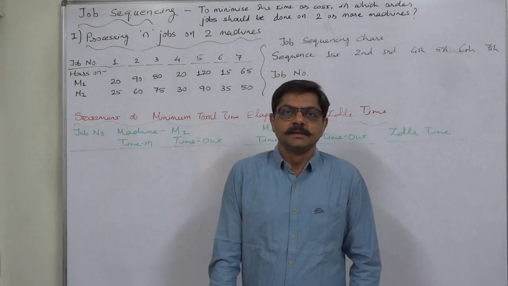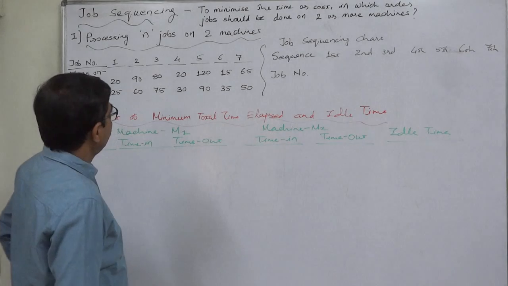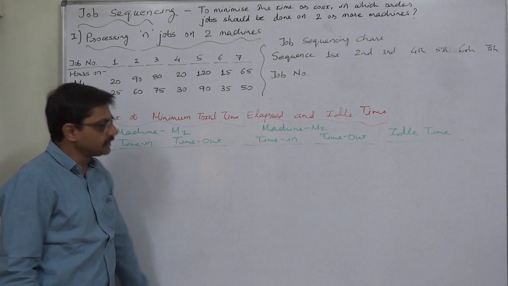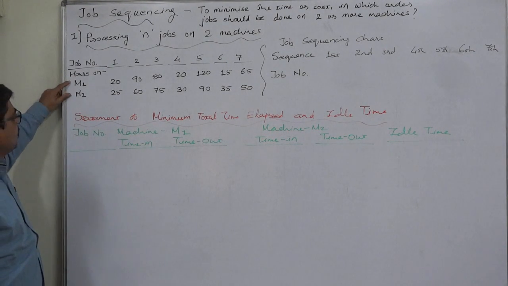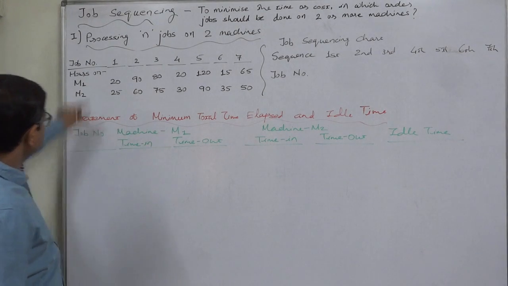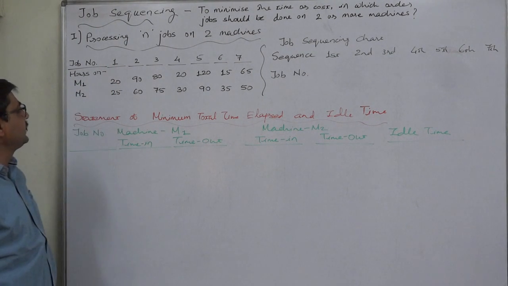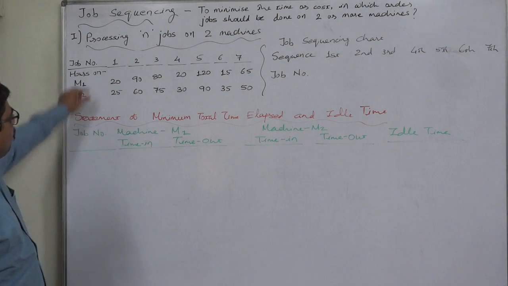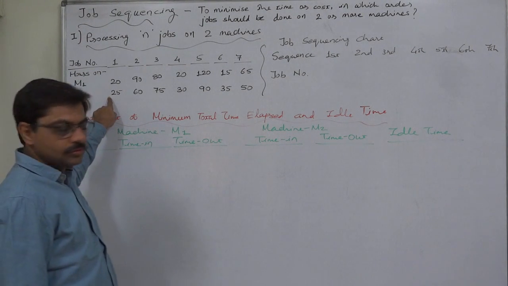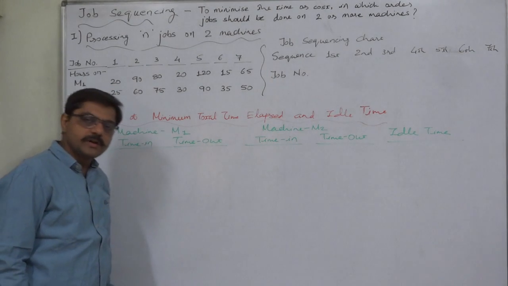Hello and welcome. The first case in job sequencing, Johnson's algorithm, and the case of processing n jobs on two machines. In this case we have two machines, machine M1 and M2, and we have 7 jobs against us. And the time for each job on each machine has been given in terms of number of hours. Job 1 requires 20 hours on machine 1 and 25 hours on machine 2. Similarly, job 2 requires 90 hours on machine 1 and 60 hours on machine 2, and so on.